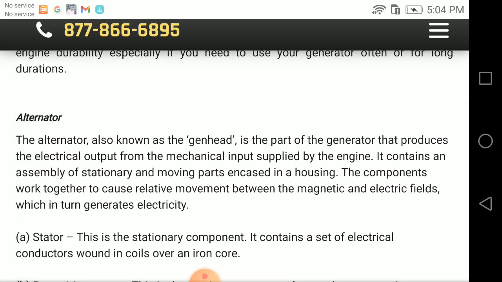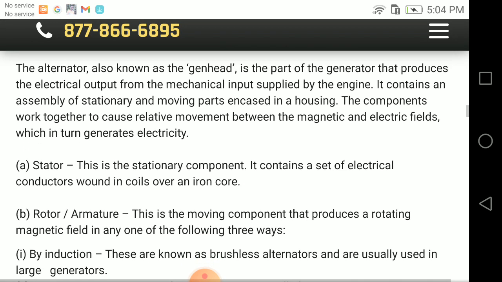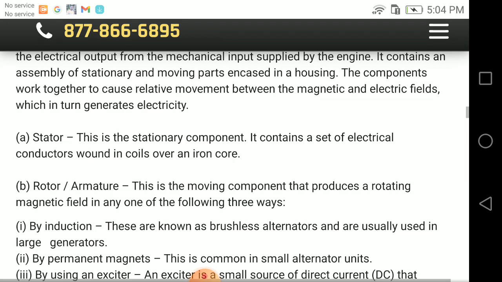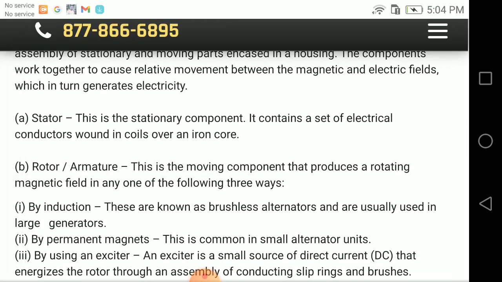Alternator, also known as generator head, is the part of the generator that produces electrical output from mechanical input supplied by the engine. It contains an assembly of stationary and moving parts encased in a housing. The components work together to cause a relative movement between the magnetic and electric fields, which in turn generates electricity.